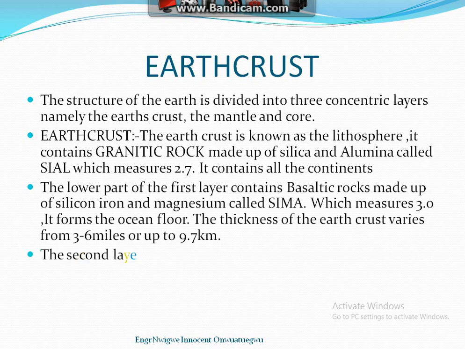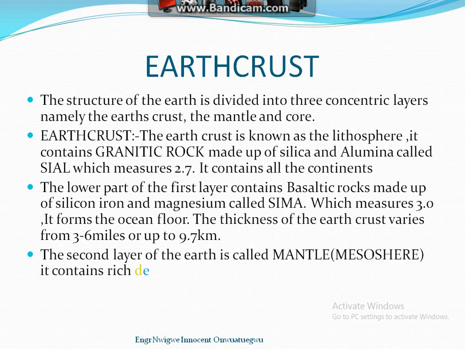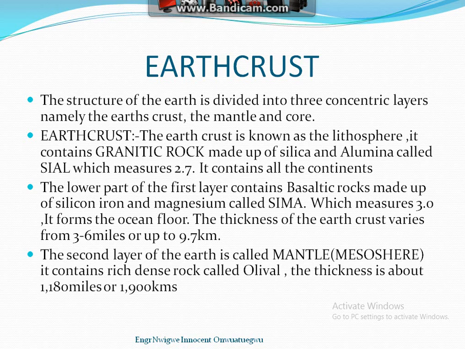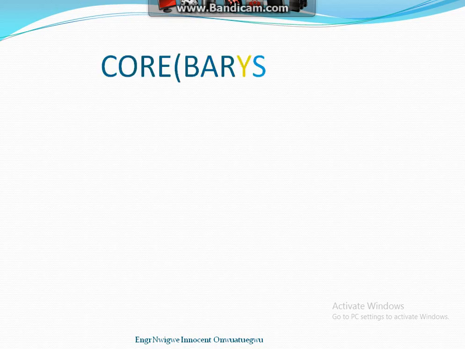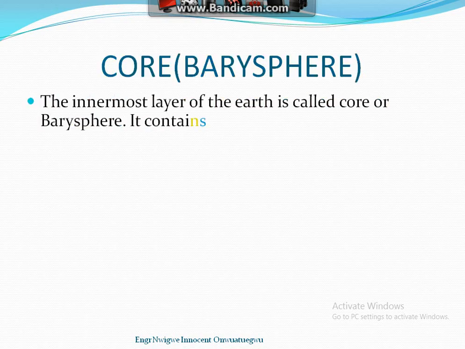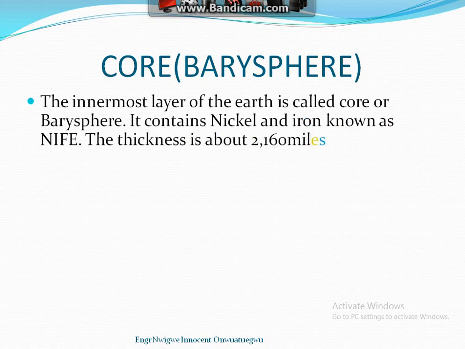The second layer of the earth is called mantle or mesosphere. It contains rich dense rock called olivine. The thickness is about 1,180 miles or 1,900 kilometers. Core, barysphere. The innermost layer of the earth is called core or barysphere. It contains nickel and iron known as NIFE.